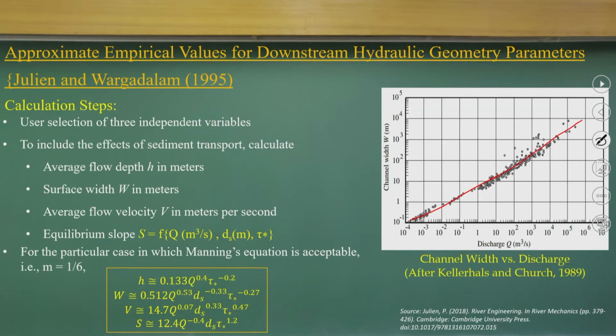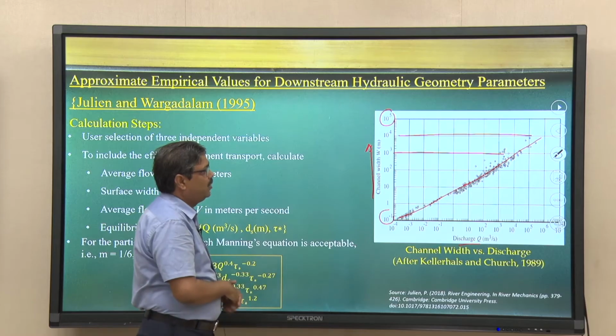If I plot discharge versus channel width, which varies from 10 to the power minus 1, almost a centimeter level, the width can go up to 10 to the power 5. That means almost a 10 kilometer width, like the Brahmaputra river. It can have 1 kilometer and it can go to 10 kilometers width.